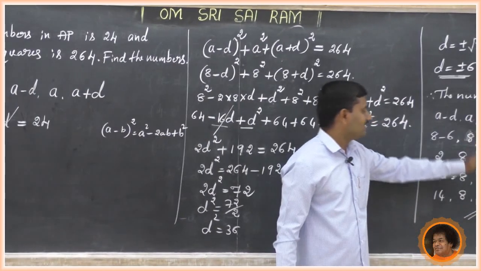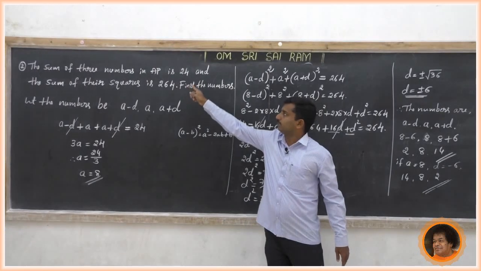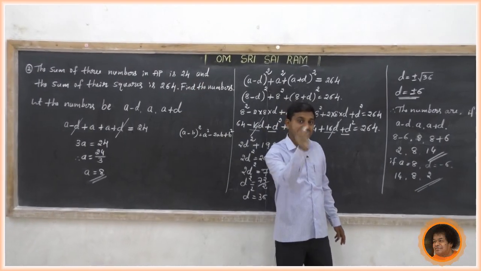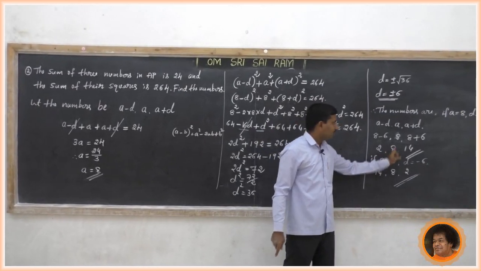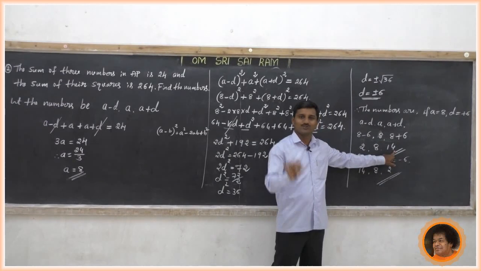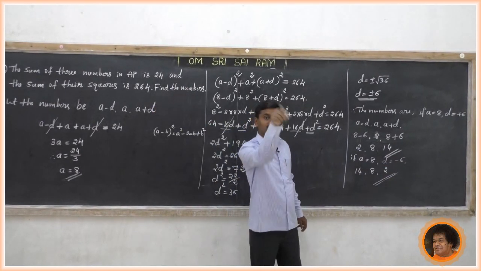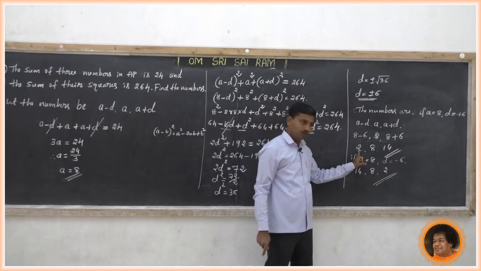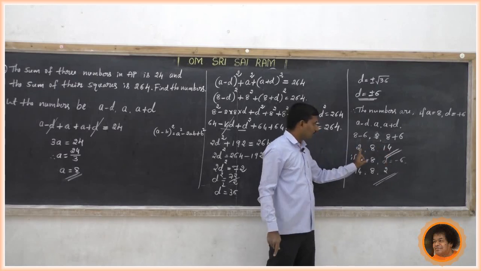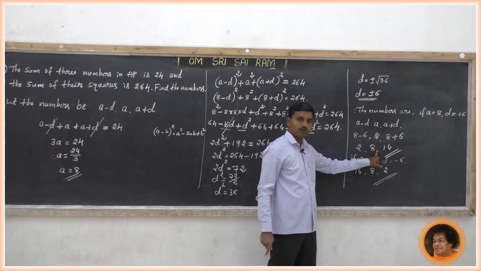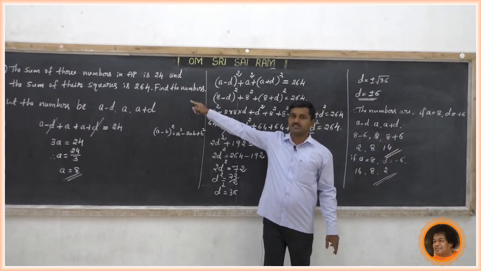So check whether the answer is correct or wrong. What is the question? The sum of the three numbers in AP is 24. So their sum is 24: 2 plus 8, 10, 10 plus 14, that is 24. So correct. And the sum of their squares is 264. Sum of their squares: 2 square, 4; 8 square, 64; 14 square, 196. So 4 plus 64 plus 196, which is equal to 264.